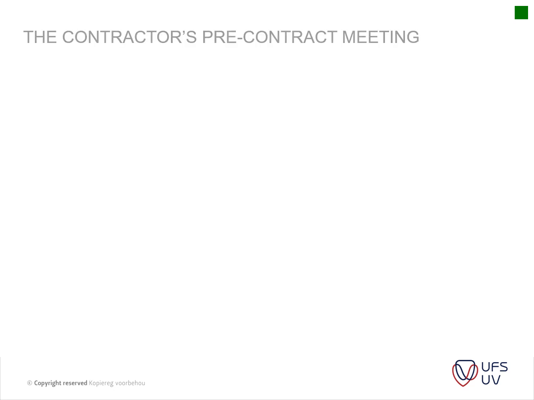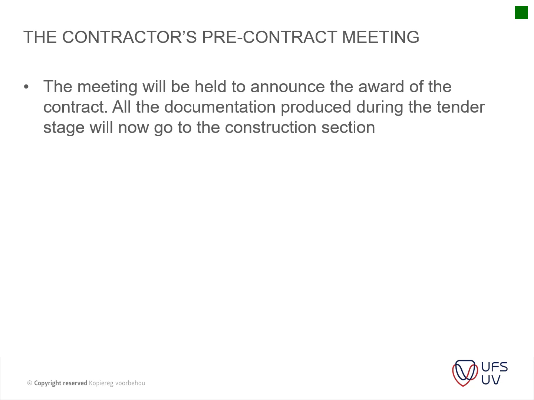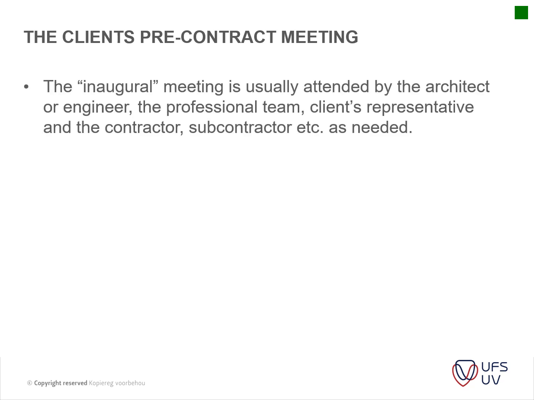Okay, then we get to the contractor pre-contract meeting. Usually there's a bit of an announcement and a big do within the construction company if it's a big thing that they've won the tender. And then the following personnel usually attend an actual planning meeting: the chief estimator, the contract manager, accompanied by a chief QS and the office manager. There's a certain amount of handover from the people involved in the tender process to the actual guys implementing the contract.